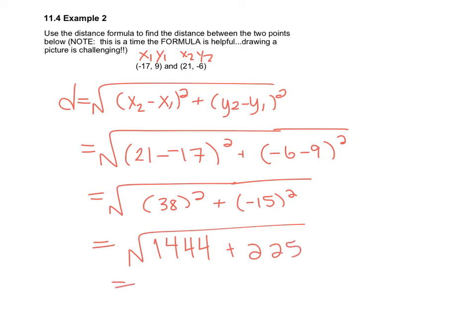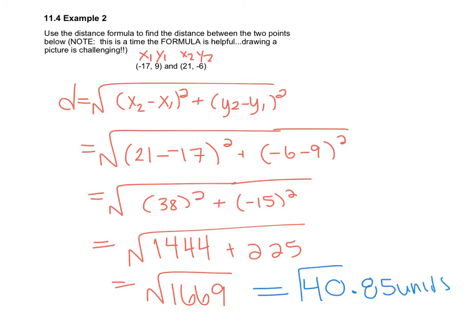Now if I add those two together, 1,444 plus 225 leaves me with the square root of 1669. And if you have something this incredibly large, odds are I will just ask you for the decimal representation. So I won't actually ask you to simplify a square root that large, which in this case, the distance between these 2 points is 40.85 units. So keep in mind that there are times where the distance formula is extremely helpful and drawing a picture and using the Pythagorean theorem is not.